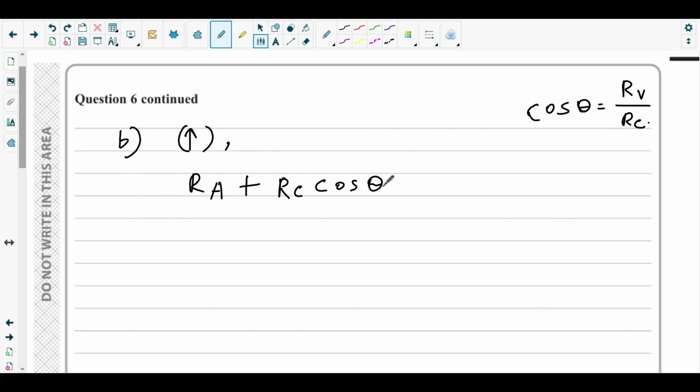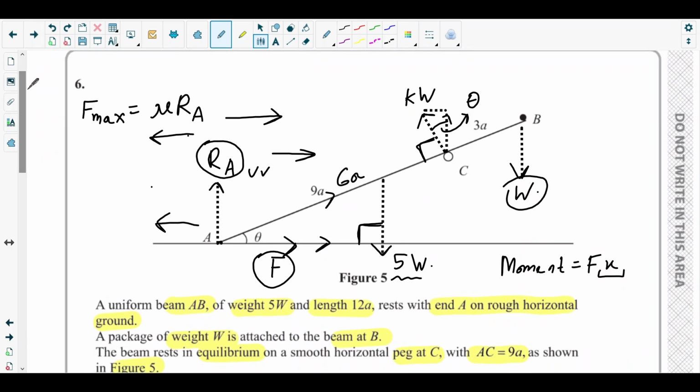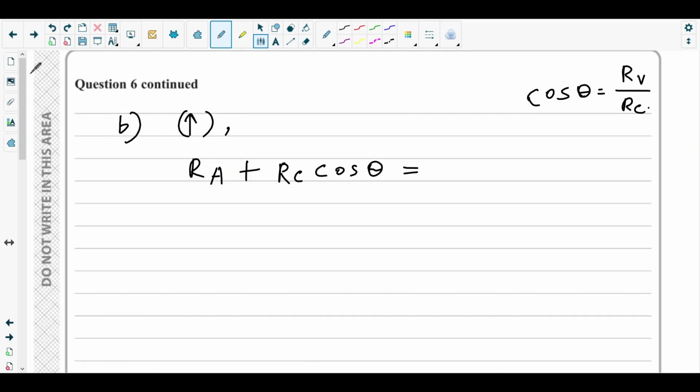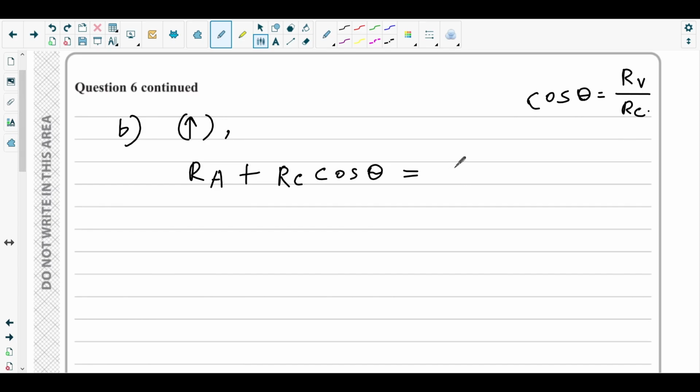These are the perpendicular forces upward, and since the system is in equilibrium, they equal the downward forces. What are the downward forces here? The weight of the beam, that is 5W, and the weight of the package at B. So 5W plus W. Now get the value for reaction at A. So RA is equal to 6W minus reaction at C, which is KW. K is 56/13 that we found just in part A.